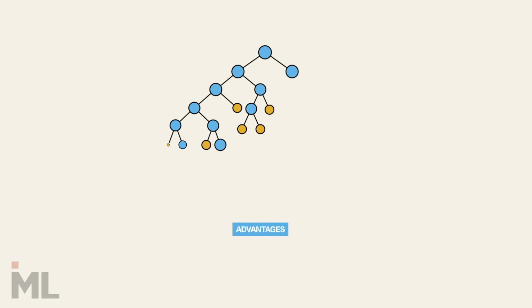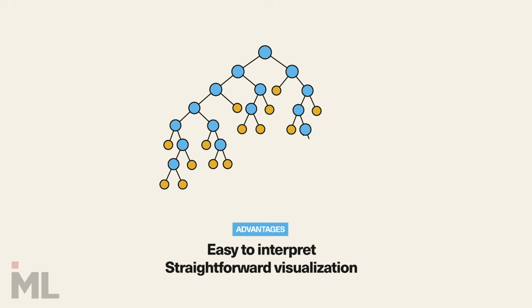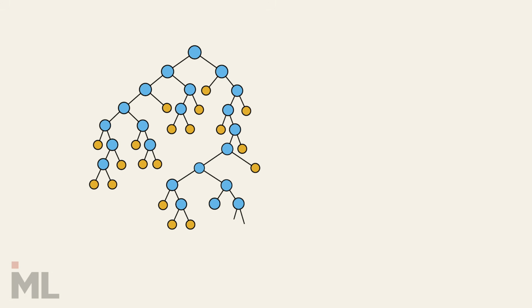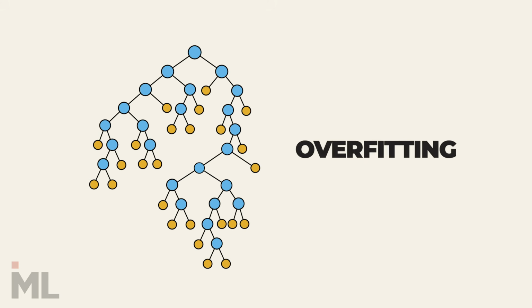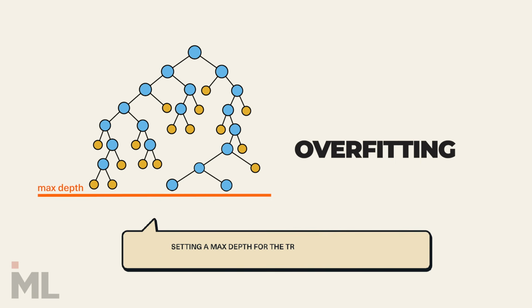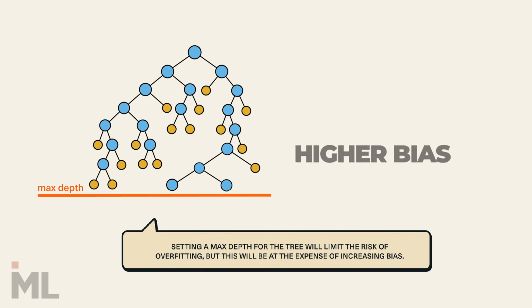It has a lot of advantages like being easy to interpret and straightforward for visualizations. However, it has a big disadvantage. Single decision tree models are prone to overfitting, especially when a tree is particularly steep. One way to combat this issue is by setting a max depth of the tree. This will limit the risk of overfitting, but this will be at the expense of increasing bias.